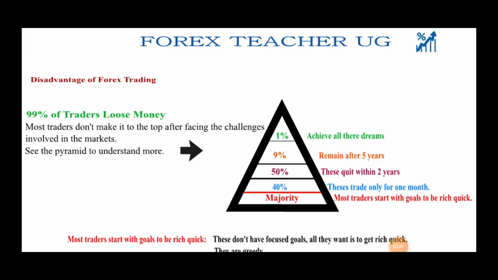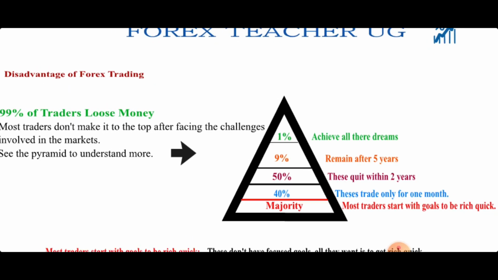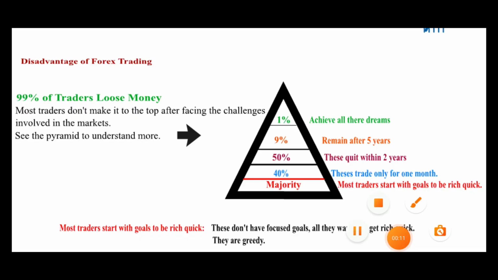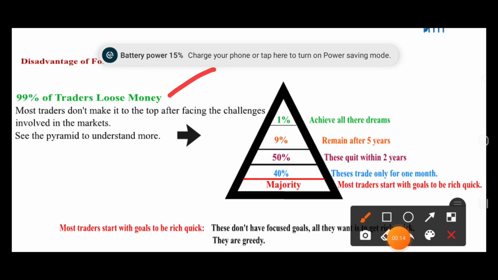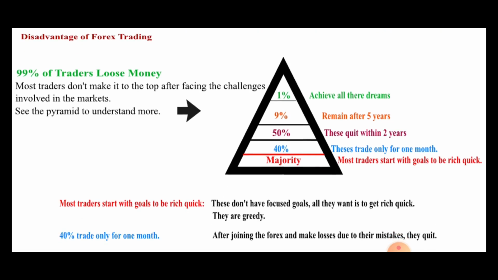Let me explain to you about the disadvantages of forex trading, and I want you to take a very keen eye on this section. So when we look at this green highlight here, 99% of traders here lose money. I'm going to explain to you how. Most traders don't make it to the top after facing the challenges involved in the market. So as I've told you in this pyramid, let's look at it, then I explain every detail of it.